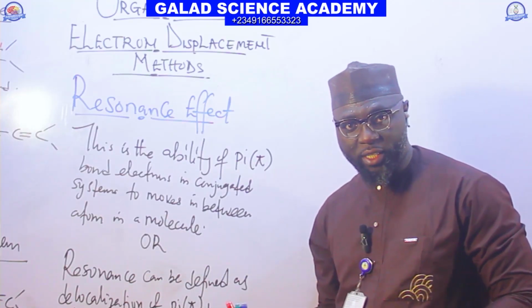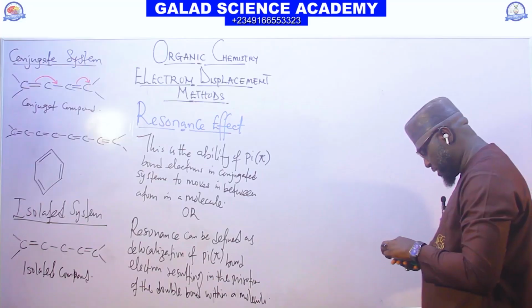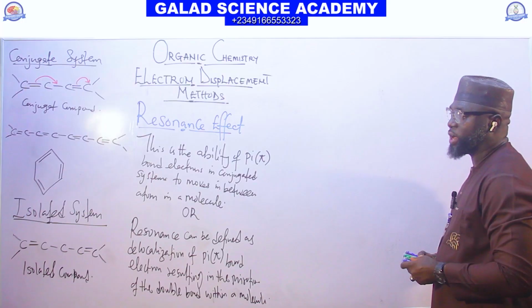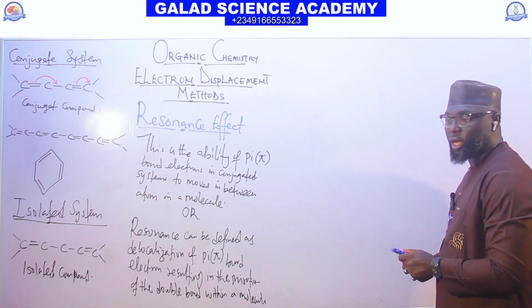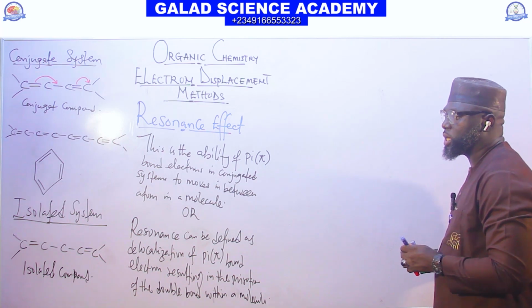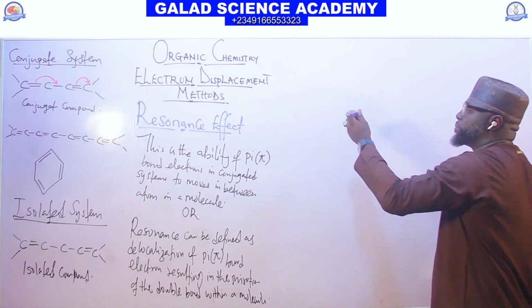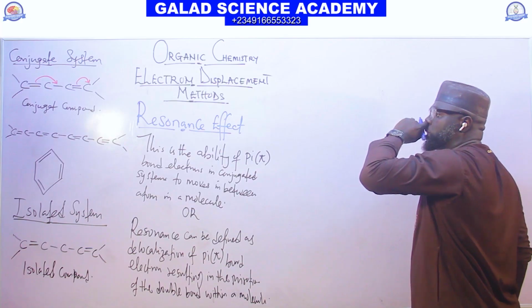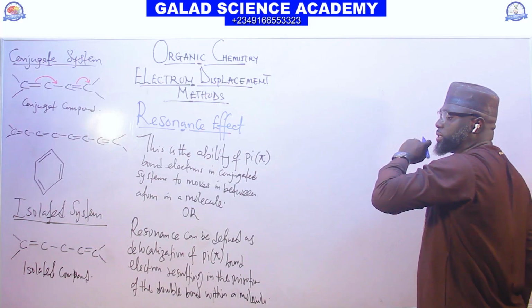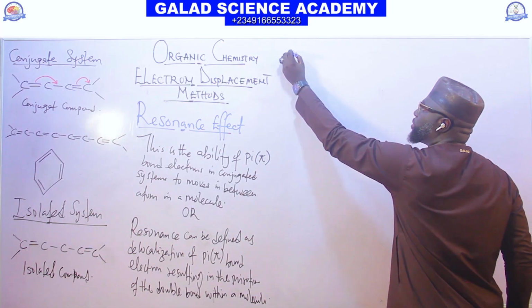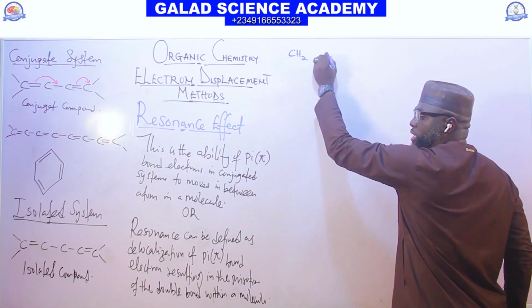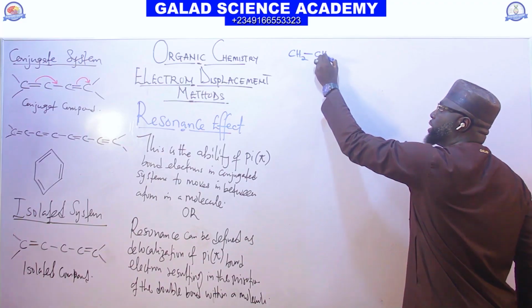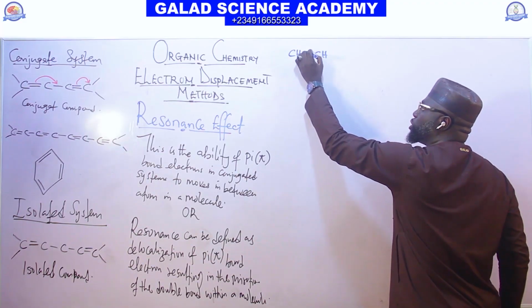Let me bring an example of resonance. Let's look at this carbonium compound. If you have a compound like this, we have CH2, yes, we have a double bond here. Here I put a double bond here.